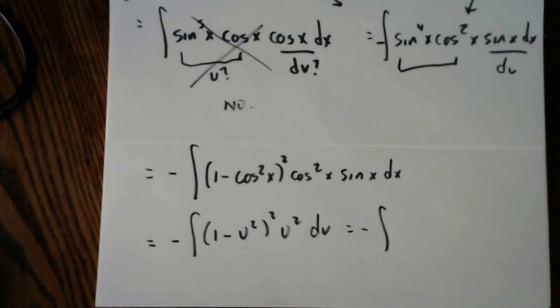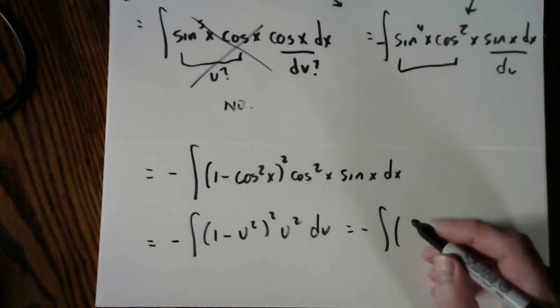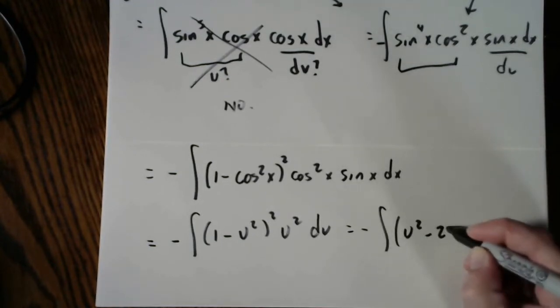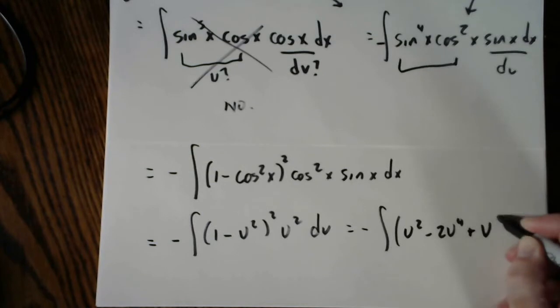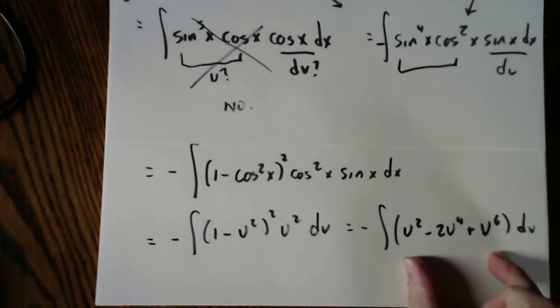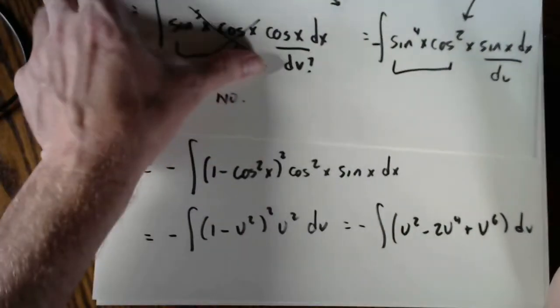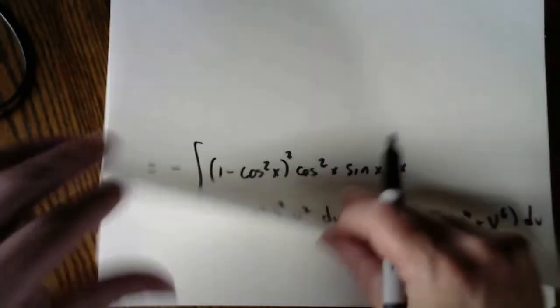Can I do this in my head? u squared minus, let's see, 2u to the 4. Cheating, I'm looking at this out of the book. This is on page 519. Plus u to the 6. So I just expand this as a polynomial, and this is straightforward integration, and then the cosines go back in, and it's done. And that is how a lot of them go. I'm going to do another one.